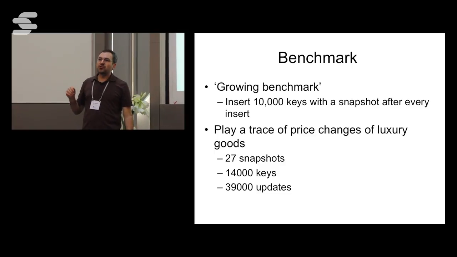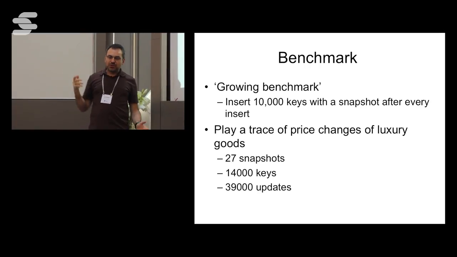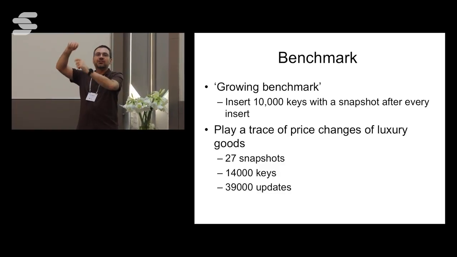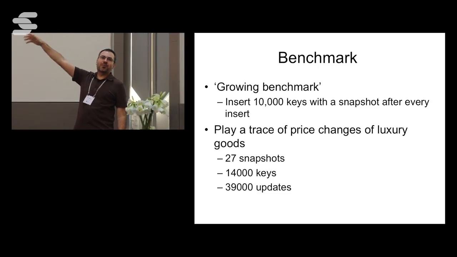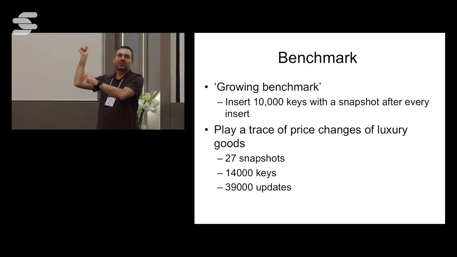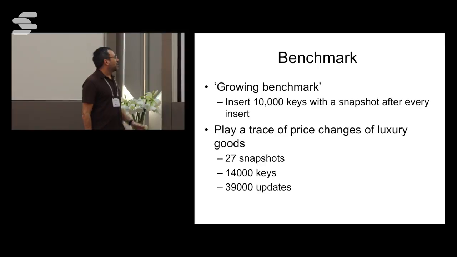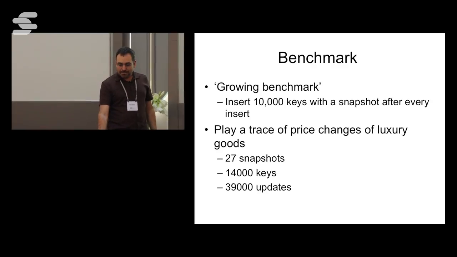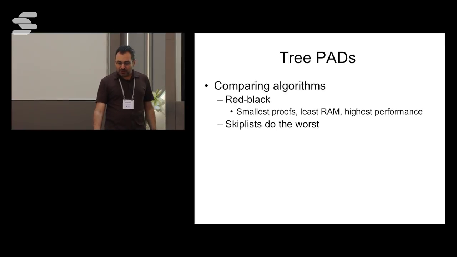We used two different kinds of benchmarks, one where we inserted 10,000 keys with a snapshot every time, and one where we took a trace from a buddy of mine who had a server that watched the price of luxury goods fluctuating over time on different websites. He had a client which was a big name Swiss manufacturer of luxury goods that he doesn't want me to name, and he kept track of how people pirated and sold their goods online. So I got his dump of pricing. Anyway, that was like 27 snapshots with 14,000 keys and 39,000 updates. Okay, two different traces of key value stores evolving over time, and we compared all of these things.